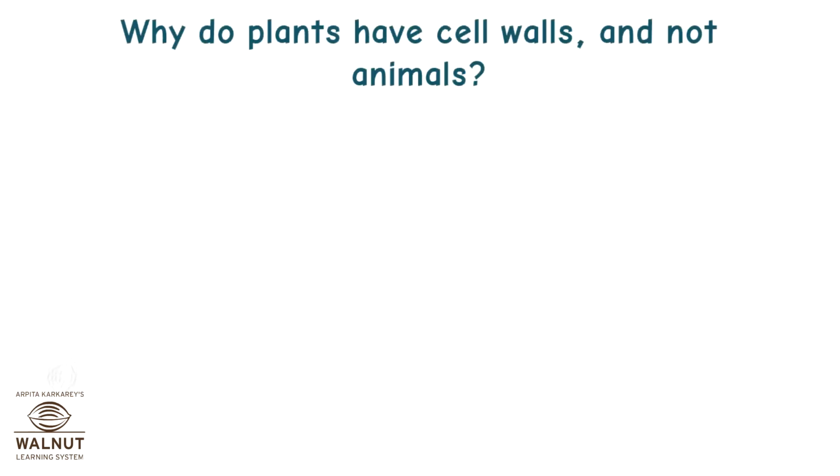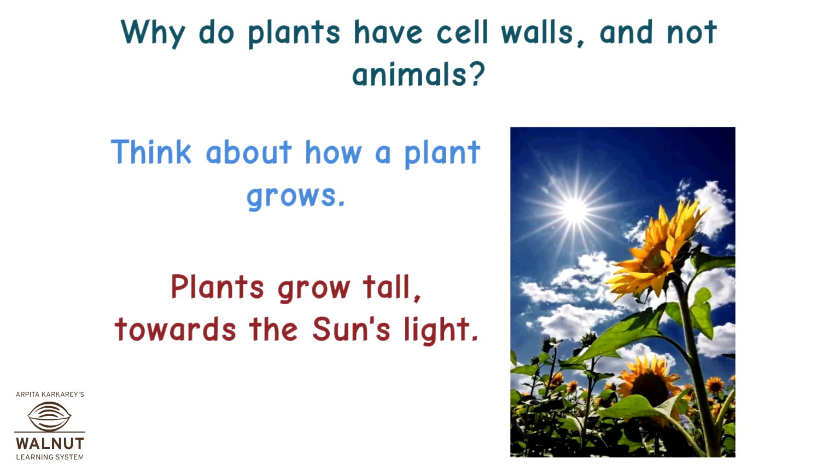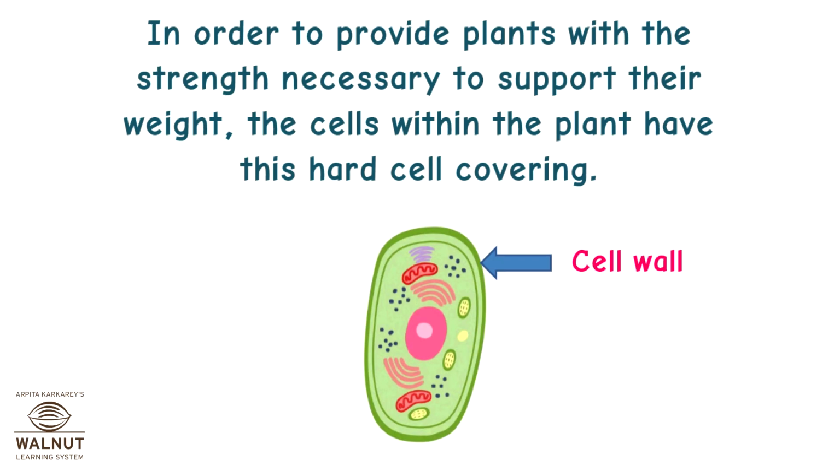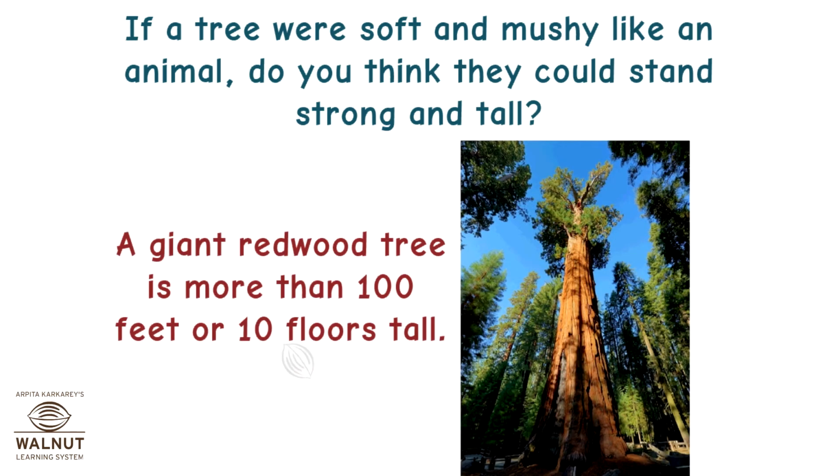Why do plants have cell walls and not animals? Think about how a plant grows. Plants grow tall towards the sunlight. In order to provide plants with the strength necessary to support their weight, the cells within the plant have this hard cell covering. If a tree were soft and mushy like an animal, do you think they could stand strong and tall? A giant redwood tree is more than 100 feet or 10 floors tall.